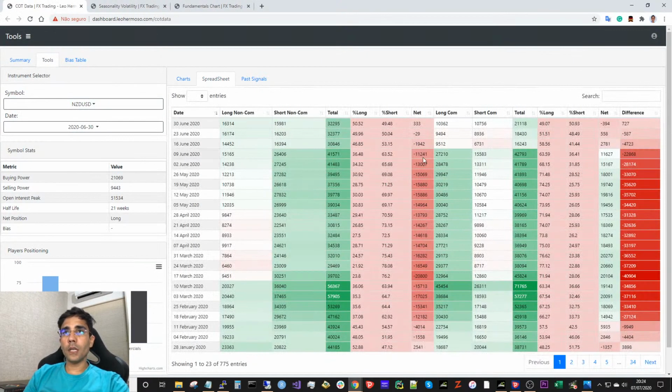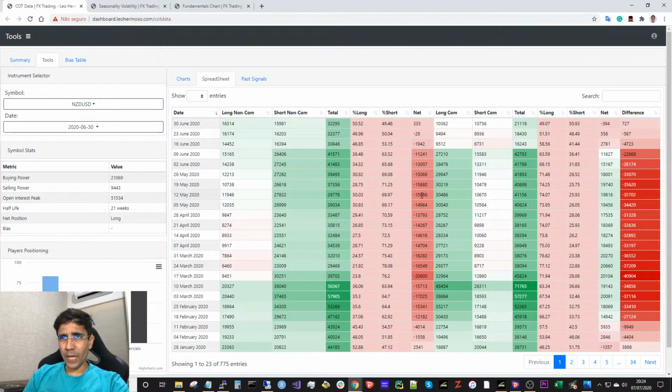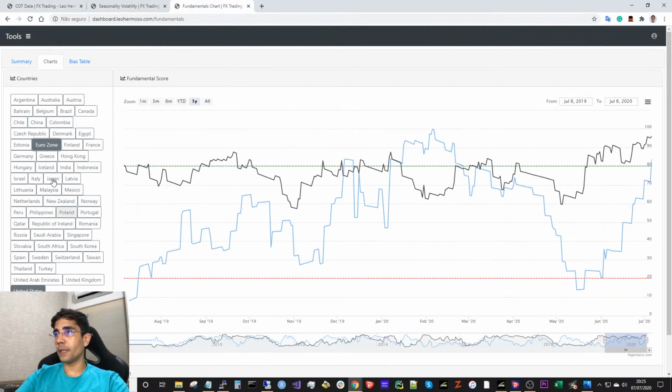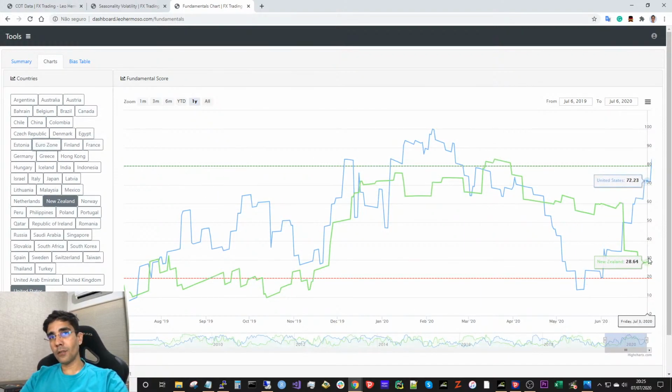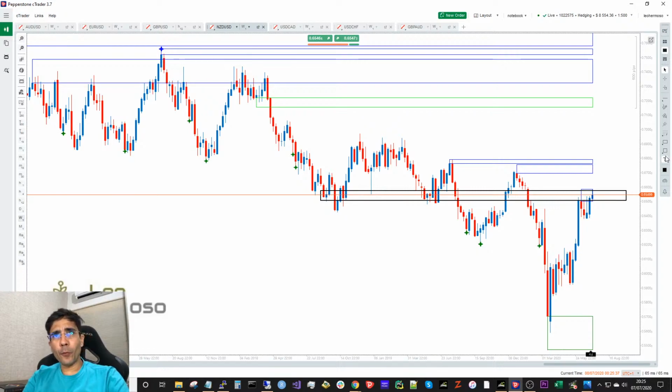For example, if we are going to see a huge increase in these net positions, and if this happens at the same time that we see these price levels get taken, this price level here, I bet, if this happens, I have no doubt that we are going to see a move. New Zealand economy right now, can you see, New Zealand economy fundamental scores are not the best. So if we see the next weeks good data coming out from New Zealand and if we see this zone get taken, I bet that we are going to see something like this.